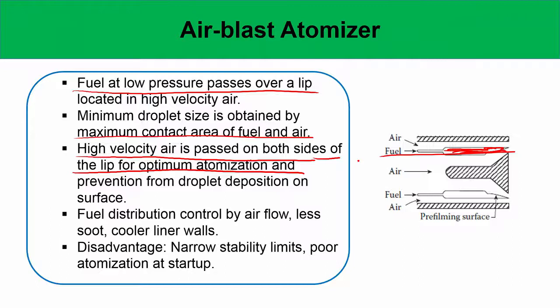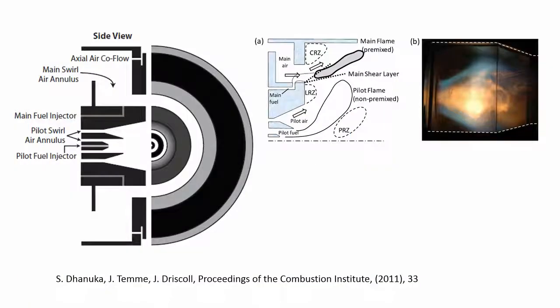As a result, it creates less soot, and you can have cooler liner walls, because this fuel intrinsically comes mixed with air. The disadvantage is that it has narrow stability limits, and you do not get very good atomization at startup. So, this is how a modern atomizer essentially looks.